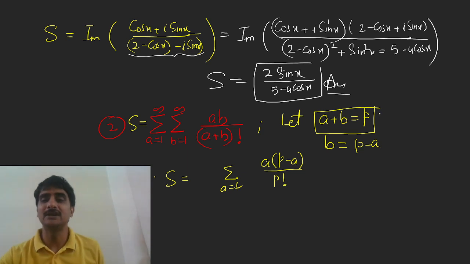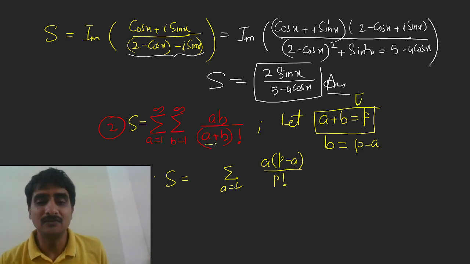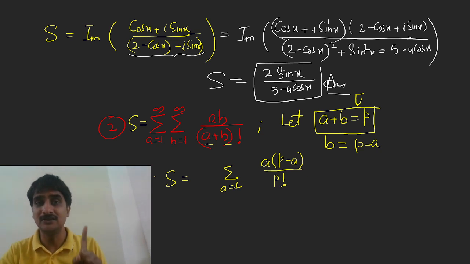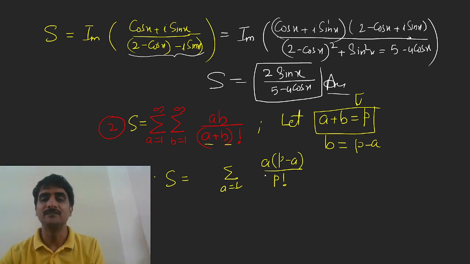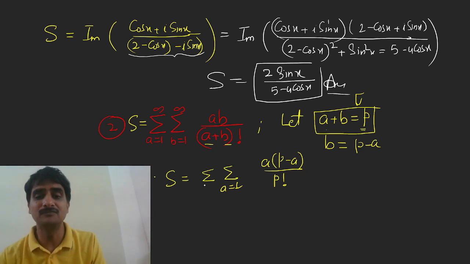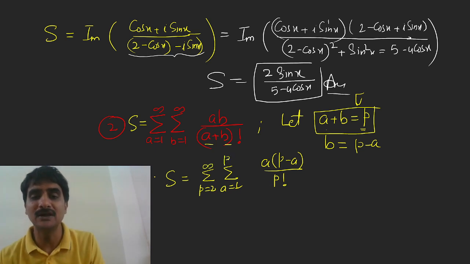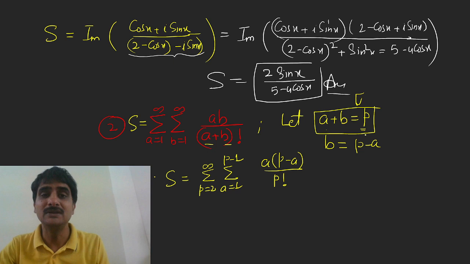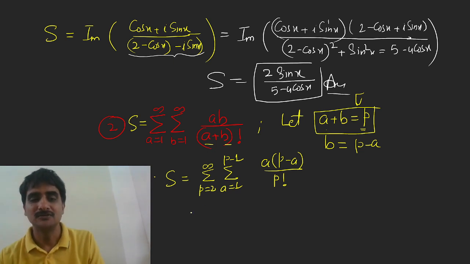See, the beauty of this assumption is that in the denominator you had two variables within the factorial, it got converted to a single variable, which we can take care of very easily. But the point is how to write the limits. Now the minimum value of p is, when a and b both get 1, the minimum value of p is 2. So p goes from 2 to infinity and a goes from 1 to p minus 1. That's important. Why? Because a is nothing but p minus b. So the minimum value of b is 1, so the maximum value of a will be p minus 1. So that's it. Now just move ahead.